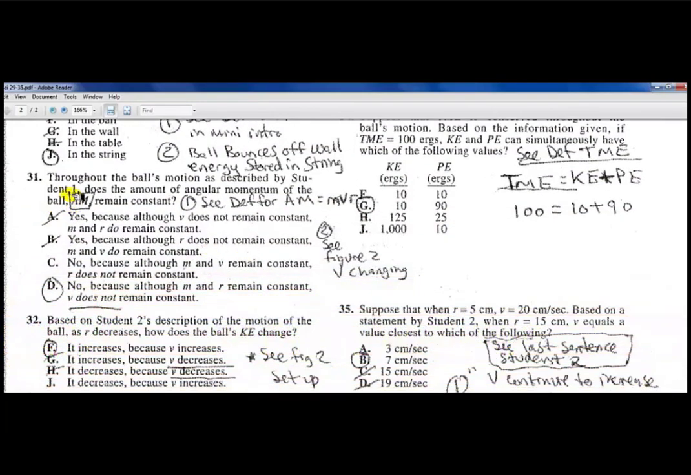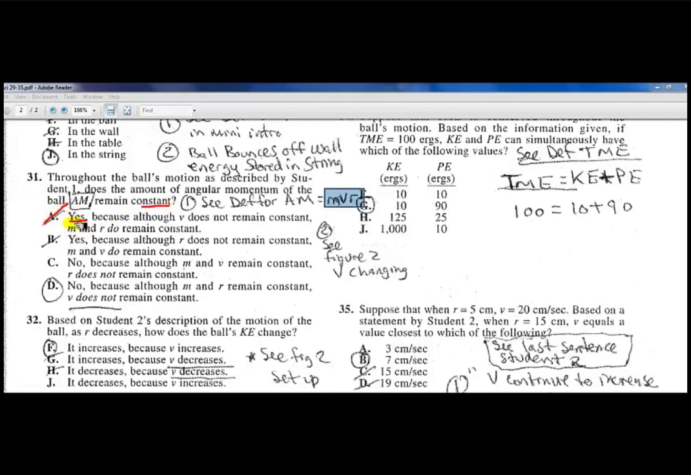Will the angular momentum, AM, remain constant? No, because the definition we saw for angular momentum is mass times velocity times r, the distance. We know that the distance is not changing, the mass is not changing, but the velocity will be changing. So the correct answer is going to be no. It does not stay constant, not constant.